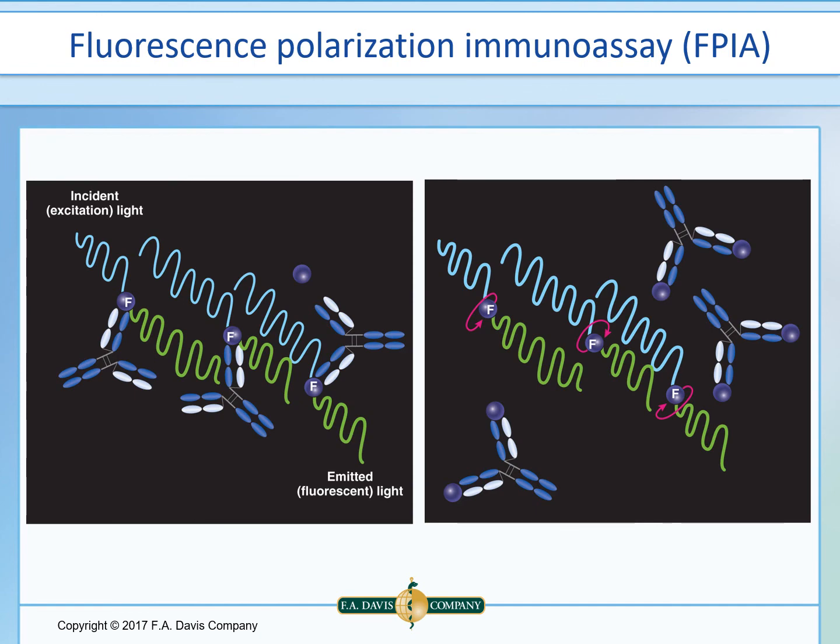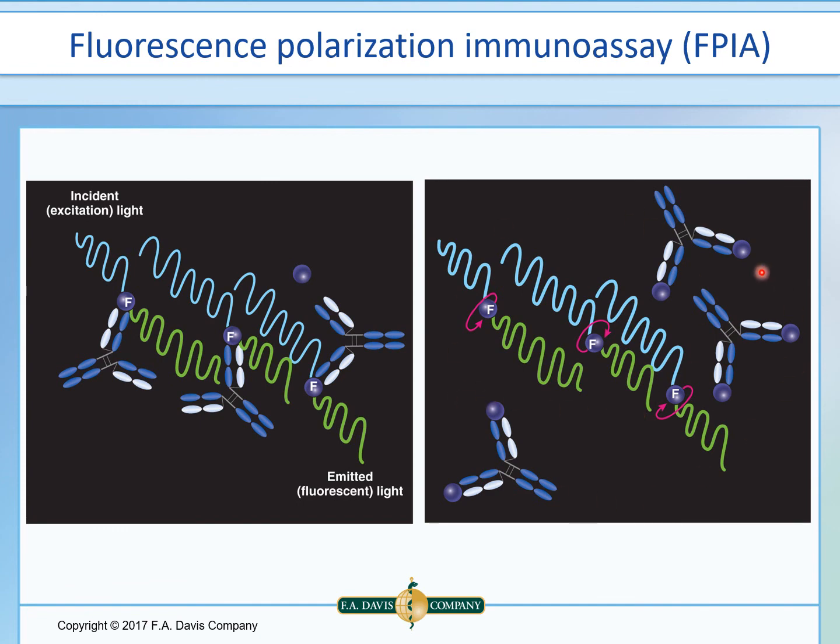With fluorescence polarization immunoassay, if sample analyte concentration is low, the antibody will bind most of the labeled analyte, as depicted here in the left image, restricting its rotation. When excited by polarized light, this emitted fluorescence will remain polarized, so the light waves will oscillate with the same orientation.